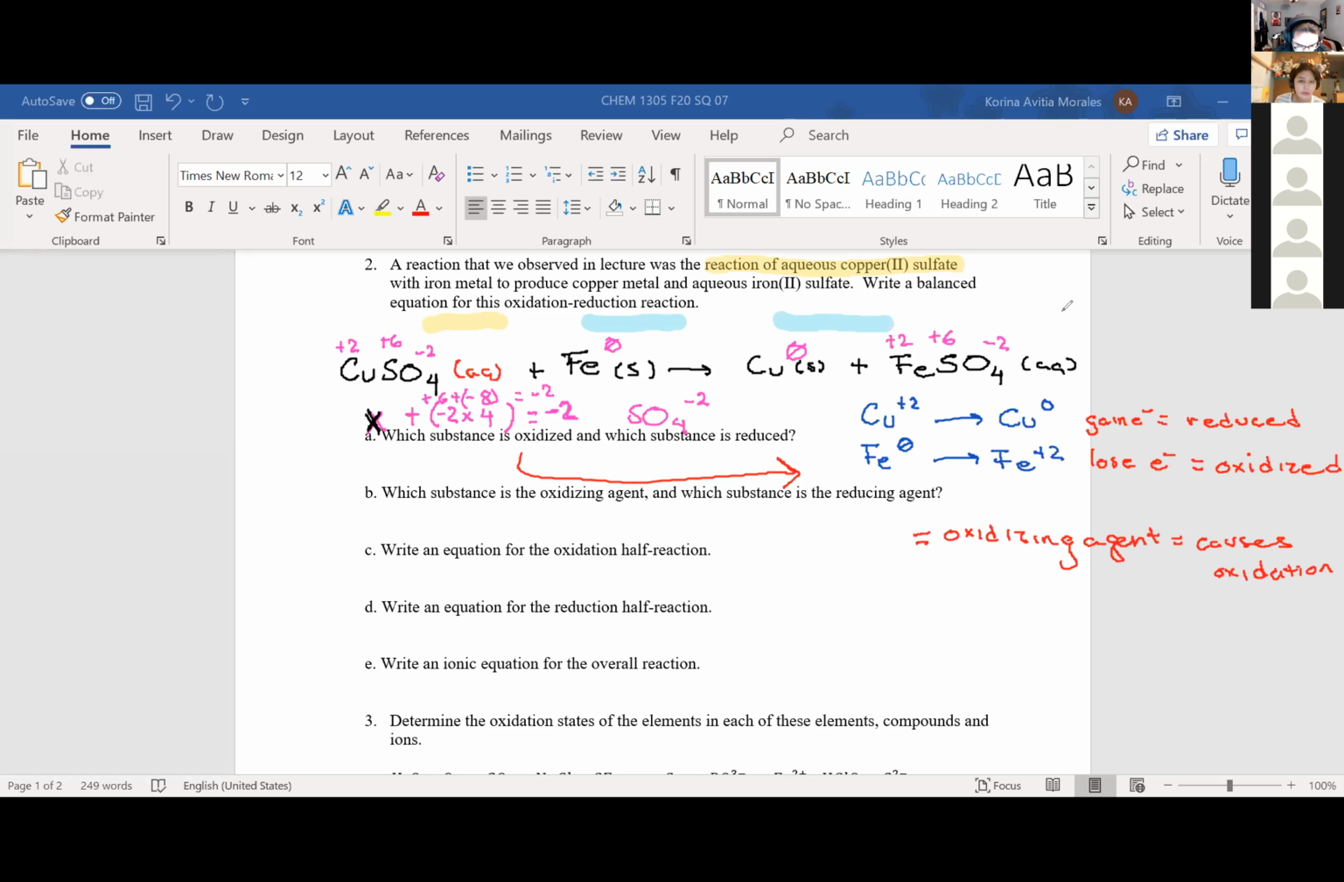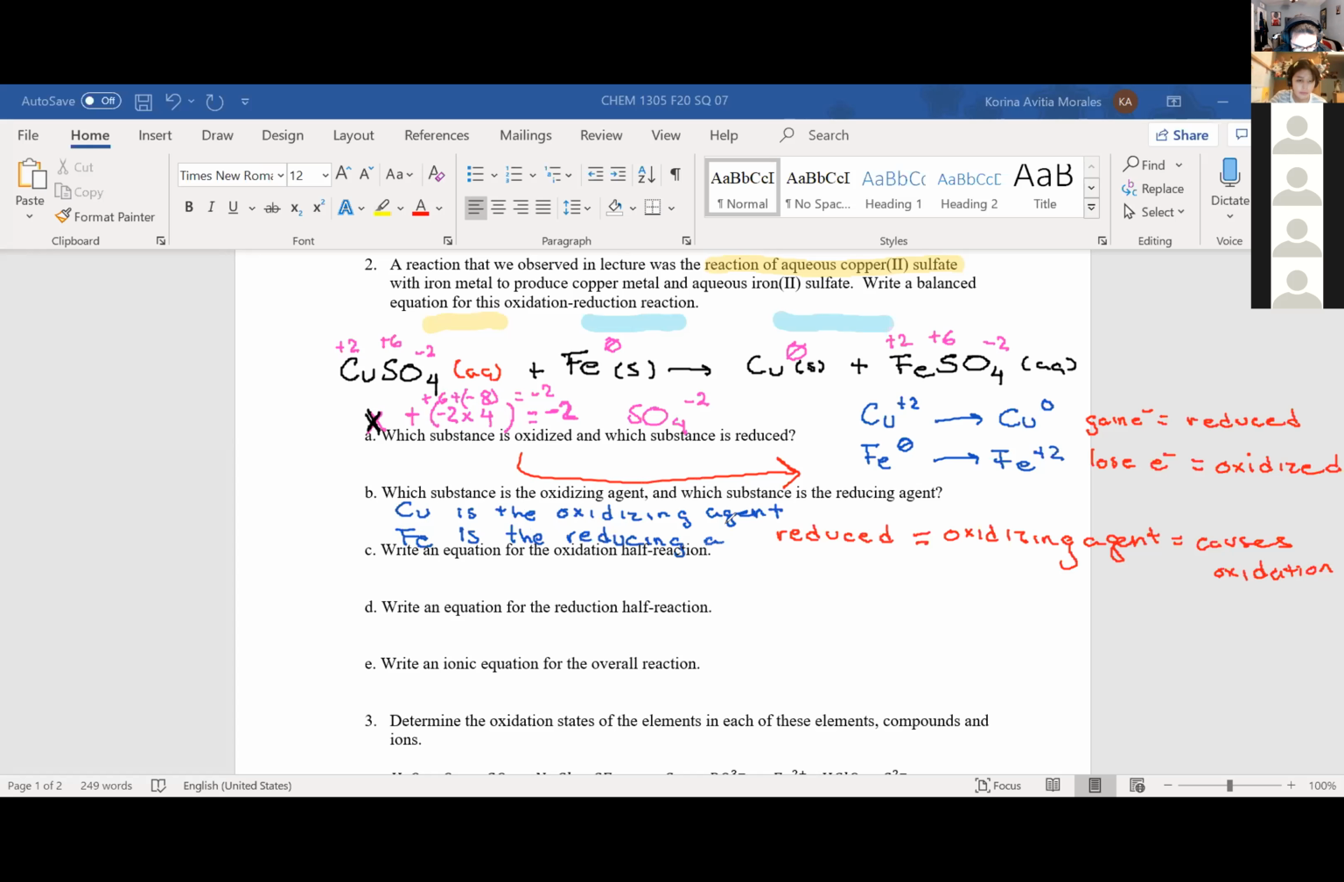Reduced, right? And in this case, just like Leslie is saying, thank you for answering, by the way, Cu is the oxidizing agent because it's causing the iron to get oxidized. So then conversely, what would be the reducing agent? Iron, right? Because it's causing the other one, copper, to get reduced.